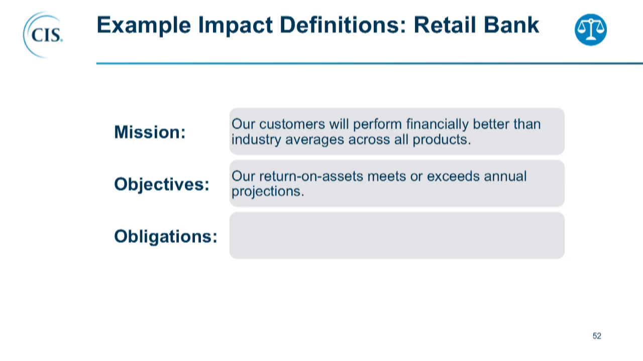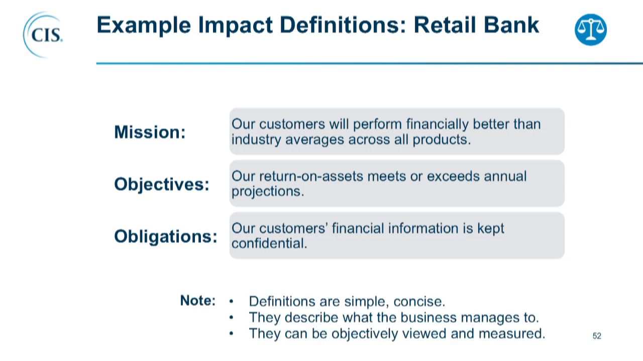And obligations. You can click ahead. "Our customers' financial information is kept confidential," right? Or we don't want to create harm to them, or its integrity remains intact. Whatever we think could create a harm to others, our obligation is to prevent that harm. So let's move ahead. And, oh, I'm sorry, yeah. So in this note, what did we do? We have definitions that are simple and concise. They describe what the business manages to already. We're not trying to reinvent the business management method here. They can be objectively viewed and measured. So these are going to really help us do a good analysis.